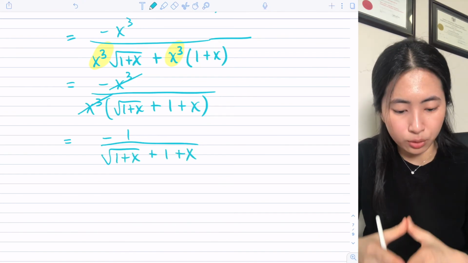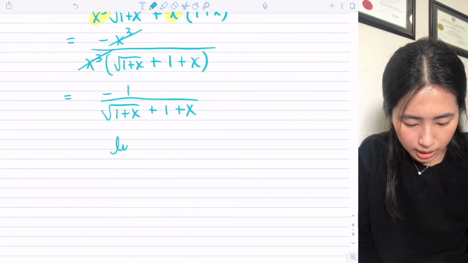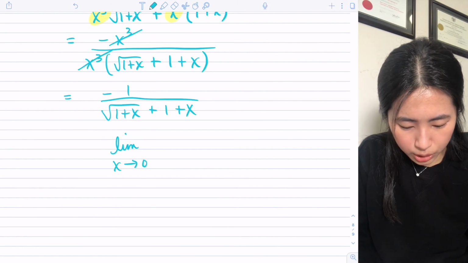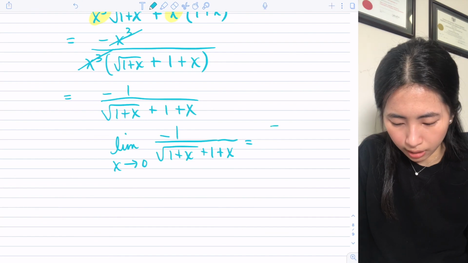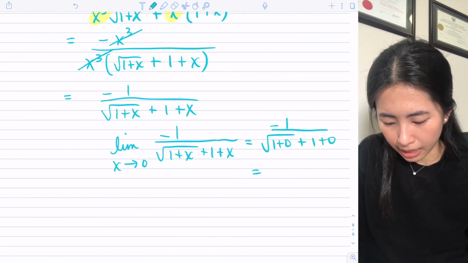Now this is the time you evaluate your limit when x approaches 0. You take the limit when x approaches 0 using your modified expression, negative 1 over square root of 1 plus x plus 1 plus x, and apply direct substitution. We get negative 1 over square root of 1 plus 0 plus 1 plus 0, and hence we get negative 1/2.